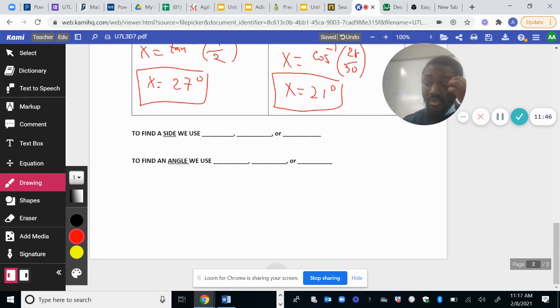So to find a side, we always use sine, cosine, and tangent. But to find an angle, we use sine inverse, cos inverse, and tan inverse.